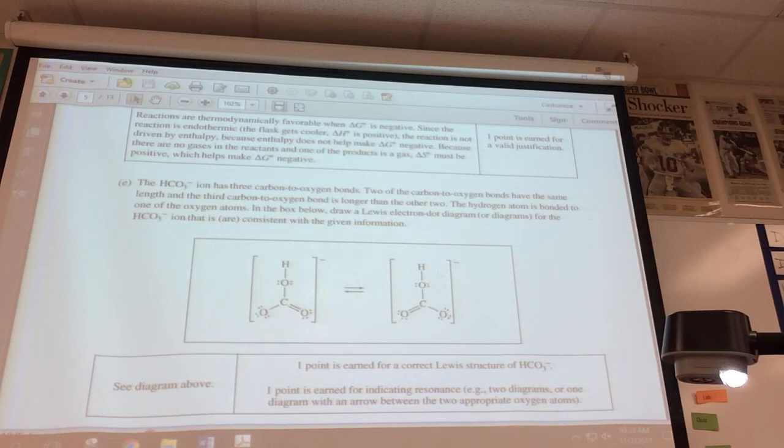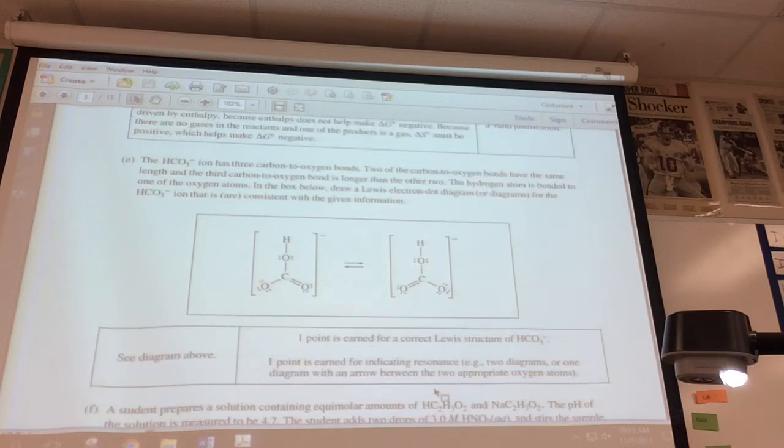Here are your resonance structures. 1 point is earned for a correct Lewis structure. 1 point is earned for indicating resonance. So you have to put the arrows for resonance? Yeah, you can put it like I did it. So should we always, anytime there's multiple bonds, look for resonance?